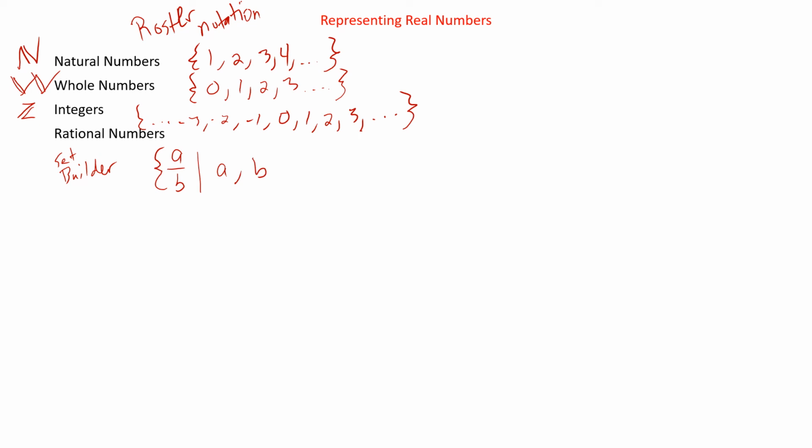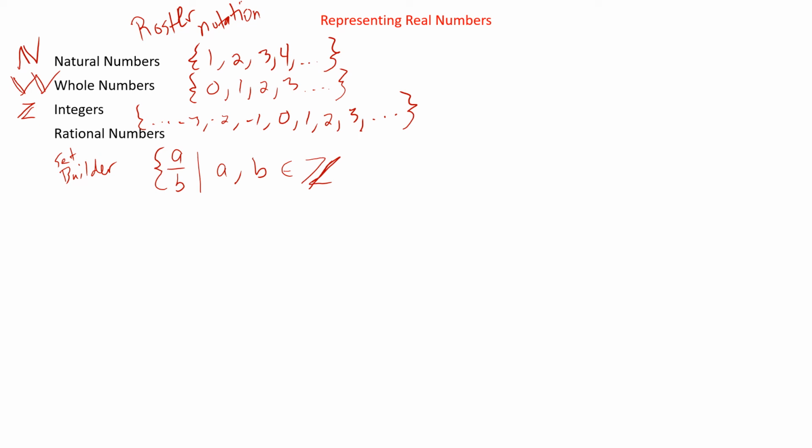A and b are integers. And so to say they're an element of, we have this cool little symbol. It looks kind of like a capital E, but it's curved and it sits in the middle. It doesn't sit on the line. It's kind of up in the middle of the line. So a and b are elements of the integers. So we have an integer divided by another integer.